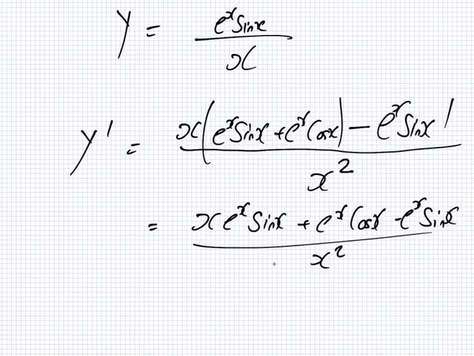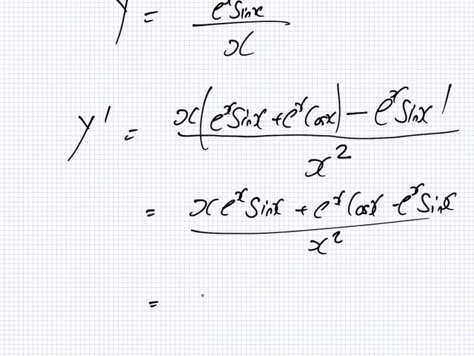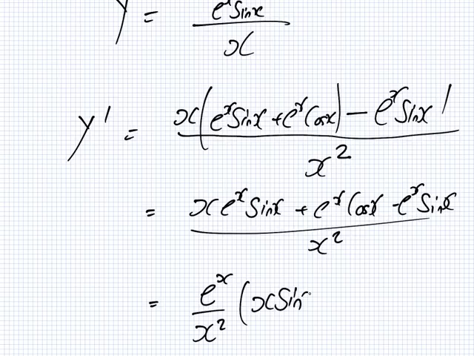So what can I take out to finish? If I just want to take one thing out, e^x. So I'll take e^x over x squared, and I'm left with x sin x plus cos x minus sin x. And you don't have to. In fact, in the exam you can stop here.